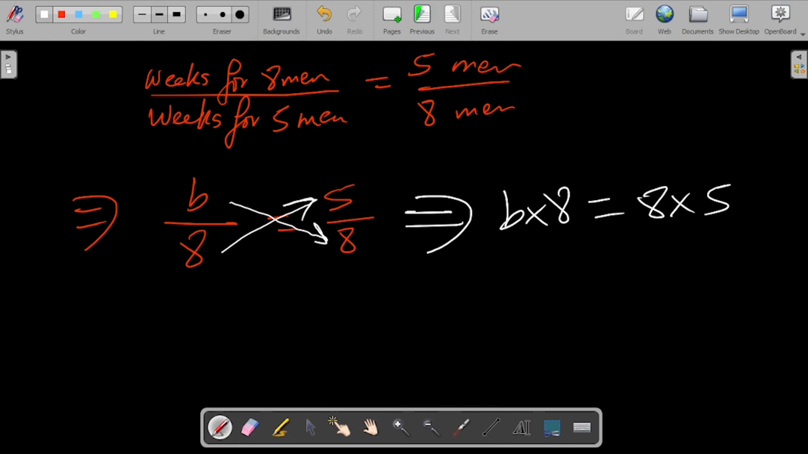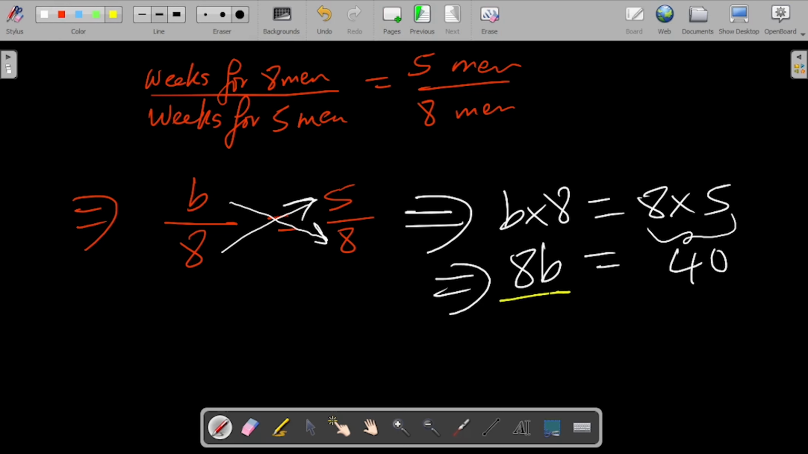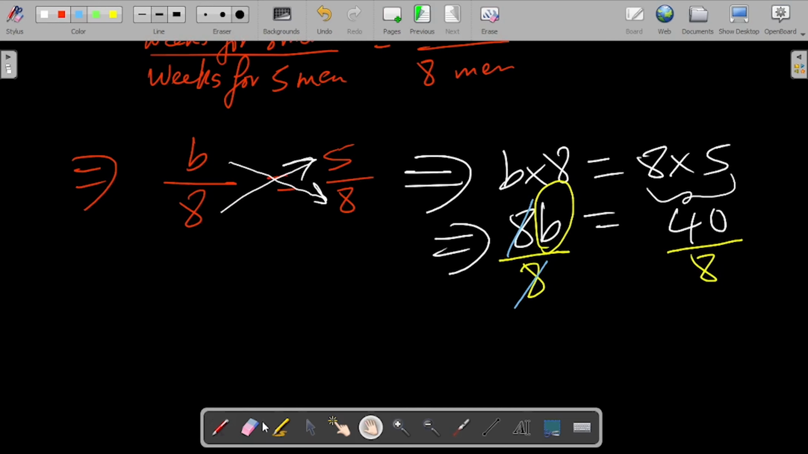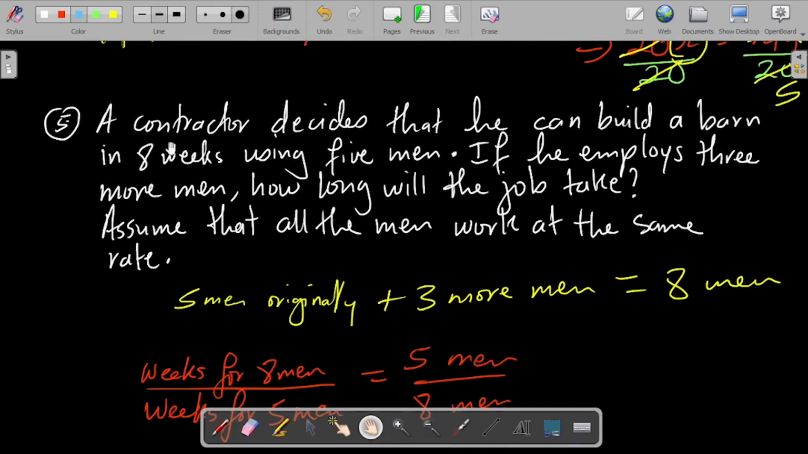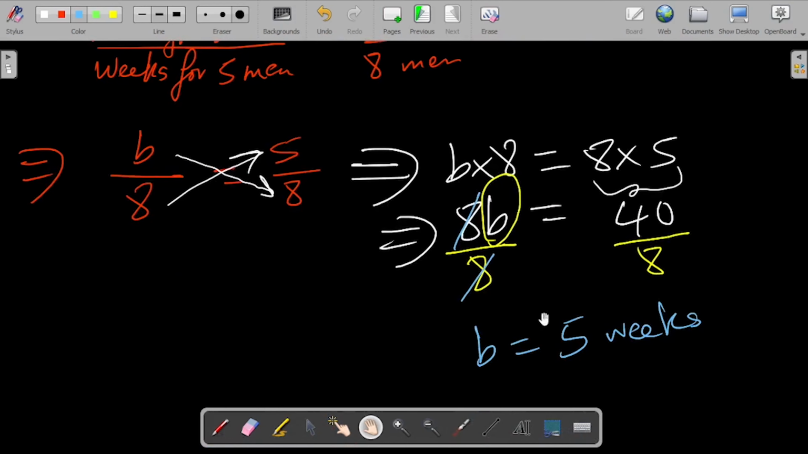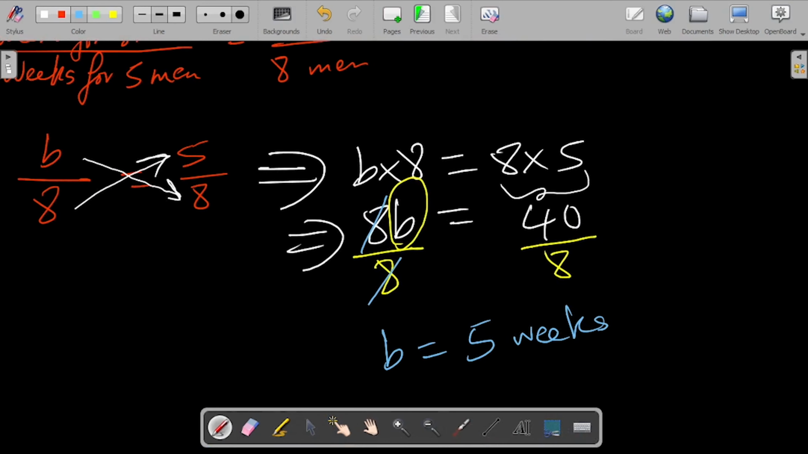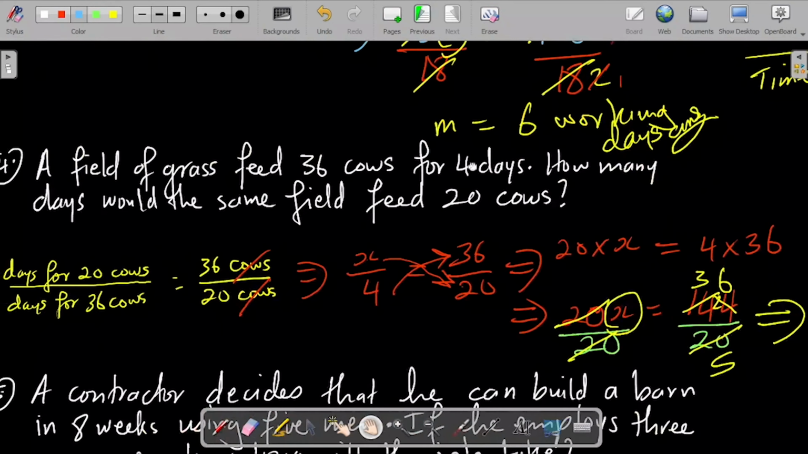Good, and then we cross multiply, so we say b times 8 equals 8 times 5, and b times 8 is 8b, which is equal to 8 times 5, which is 40. So 8b equals 40, right? And if 8b equals 40, we can divide both sides by 8 to get b, because 8 cancels off. So b equals 40 divided by 8, which is 5. So if 5 men take 8 weeks, then 8 men would take 5 weeks to build the barn, and that's the answer there. So that's all the questions in this video.